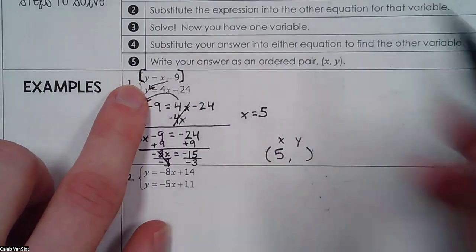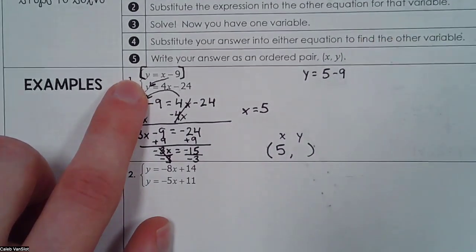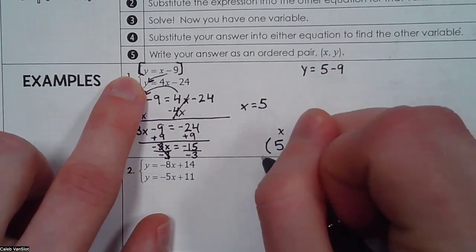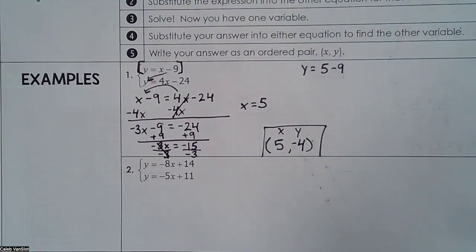Probably the top one, right? So y equals 5 minus 9. You guys, what's 5 minus 9? -4, okay? So my y is -4, and I'm done, okay?